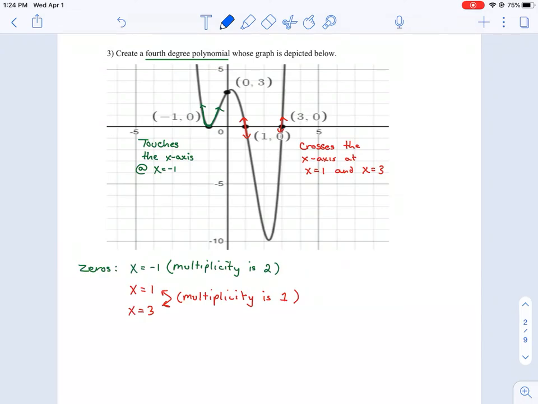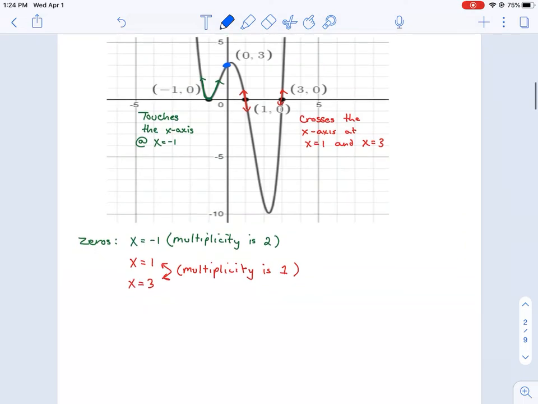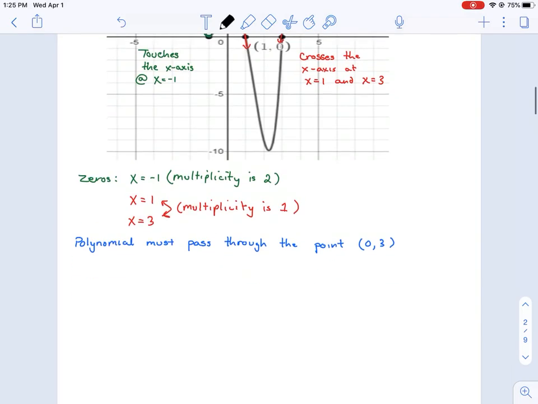And the last bit of information we need before we find this polynomial is a point, because if you take a look at the graph, I highlighted the blue dot where the y-intercept is located, and that's (0, 3). So the polynomial must pass through the point (0, 3). And now we're ready to begin finding the polynomial.